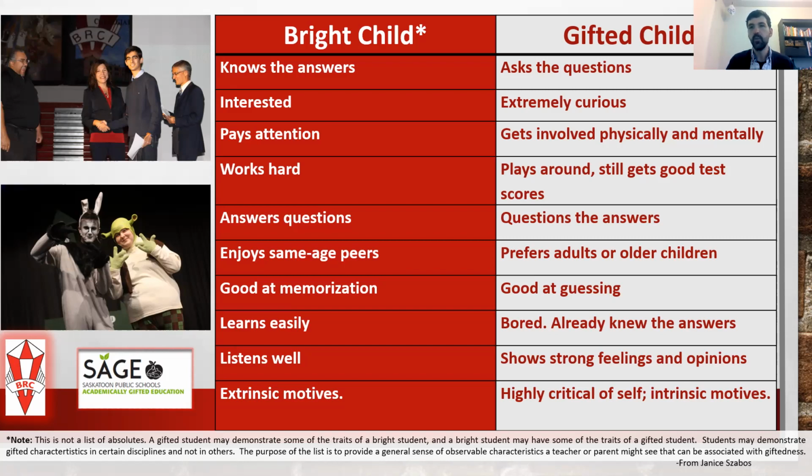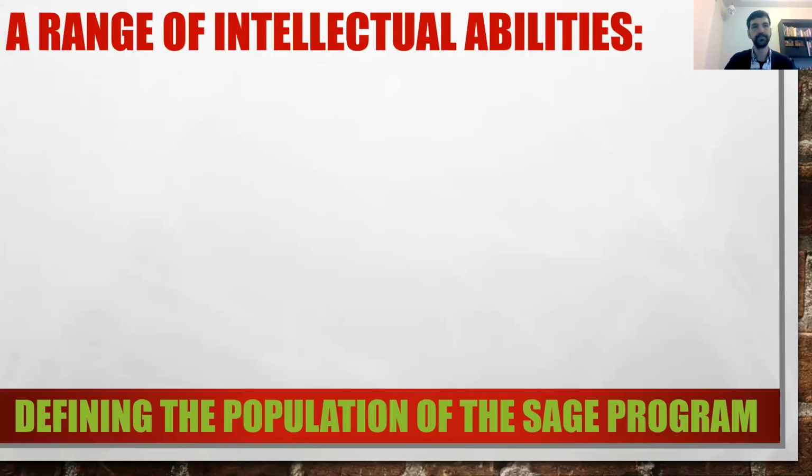Lastly, we find that gifted children have a quite rich affective domain, meaning that they are strong, sensitive feelers in terms of their process and their learning. They may be therefore highly critical of themselves or of others, and they may not engage unless they're intrinsically motivated. So that's an overview of the gifted child.